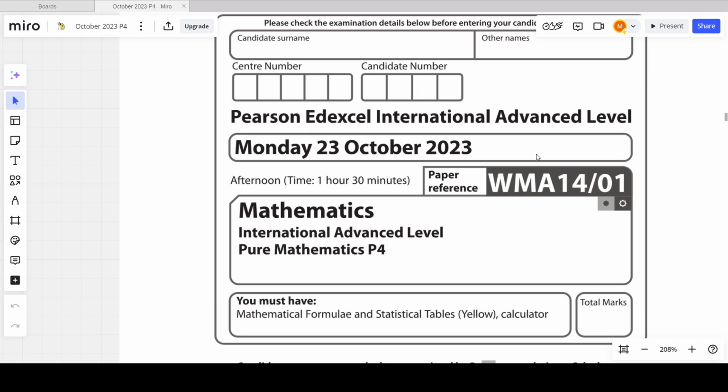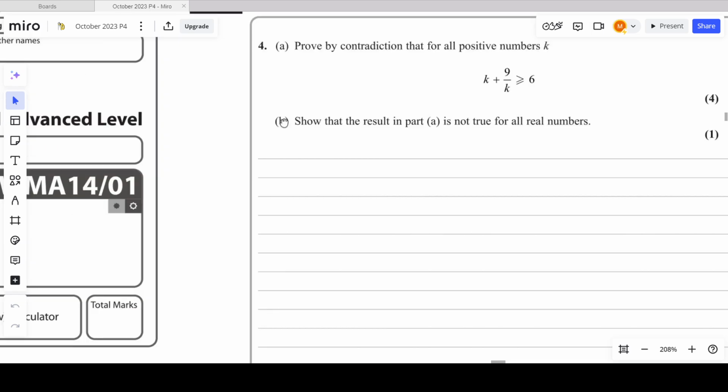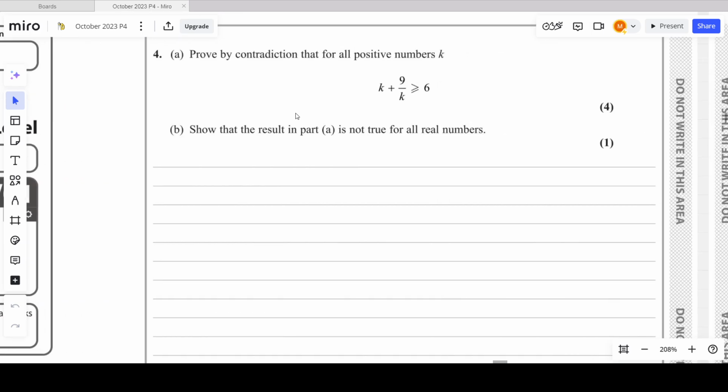In this video we will be solving question number 4 from the P4 2023 October paper. So let's get started with question number 4. The concepts behind this question are from Proof by Contradiction, which is discussed in the first chapter of your P4 book. In order to solve this question, we should have an idea about the concepts discussed in the first chapter of your P4 book.